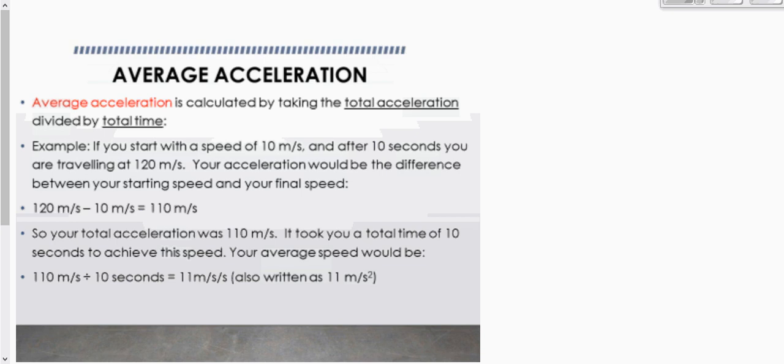So typically we'll look at the average acceleration. So suppose I start at 10 meters a second. I'm driving along at 10 meters a second, and then after 10 seconds I've sped up to the point of being 120 meters per second. How much have I accelerated? Well, I need to know the difference in my velocities. I need to find the change in my velocity over a period of time.